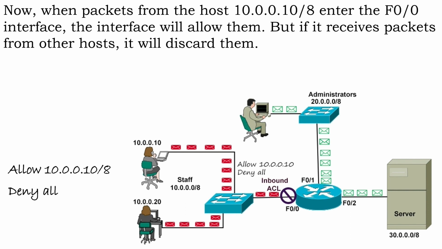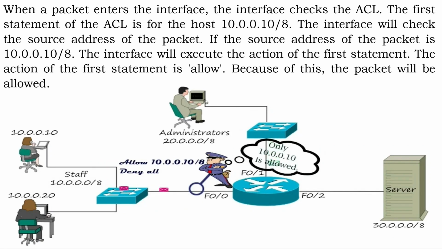Let's understand why this will happen. When a packet enters, the interface checks the ACL. The first statement of the ACL is for the host 10.0.0.10/8. The interface will check the source address of the packet. If the source address of the packet is 10.0.0.10/8, the interface will execute the action of the first statement. The action of the first statement is allow. Because of this, the packet will be allowed.